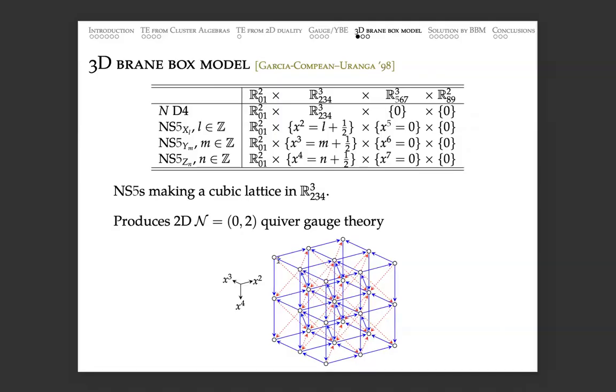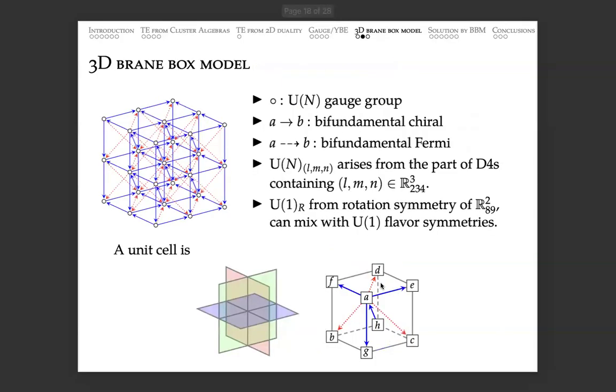And you have a lot of vertices connected by arrows. Here there are two different arrows, either blue solid arrows or dashed red arrows, and they just describe different kinds of matter multiplets. Each circle, each vertex, is a U(N) gauge group. So you have a lot of gauge groups, and they are at lattice integral points on R^3.